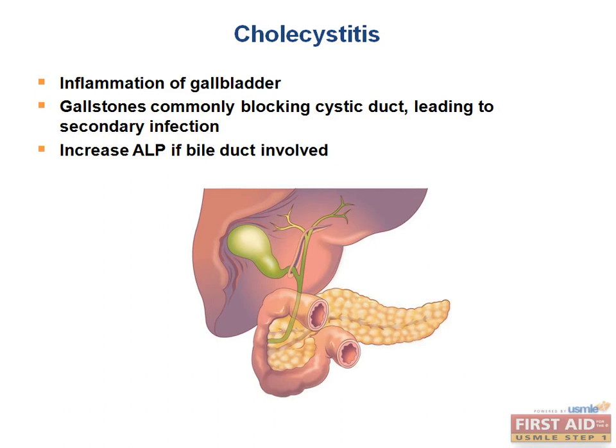Just in case you didn't get everything about cholecystitis you needed, here's another brief review. The definition is simply inflammation of the gallbladder. Most commonly, it is from gallstones, but rarely it is due to ischemia or infection such as CMV. If the bile duct becomes involved, lab tests may show an elevated ALP.